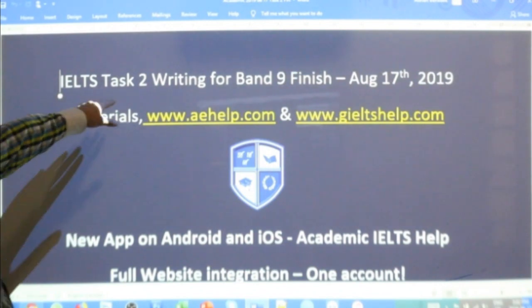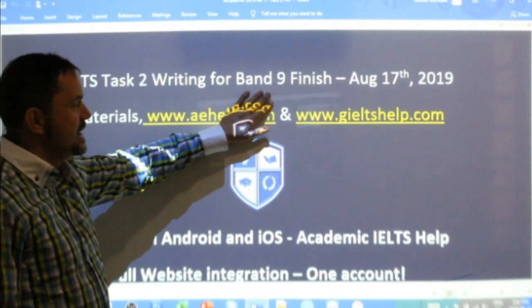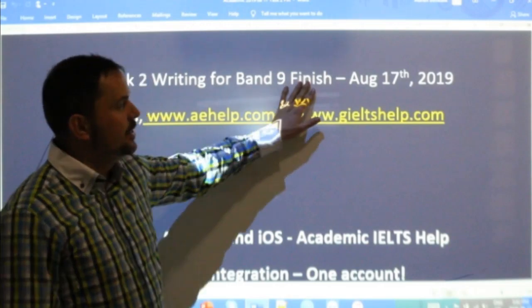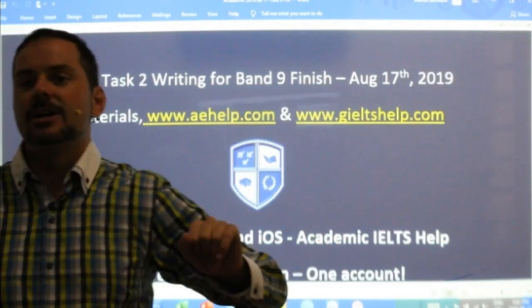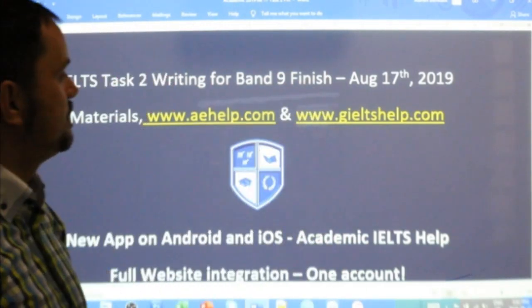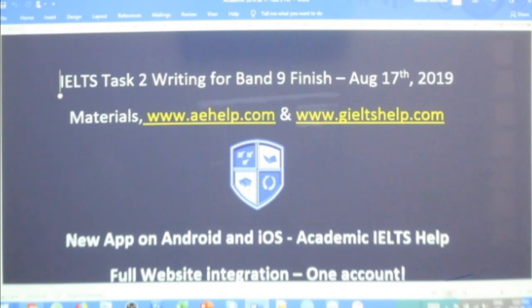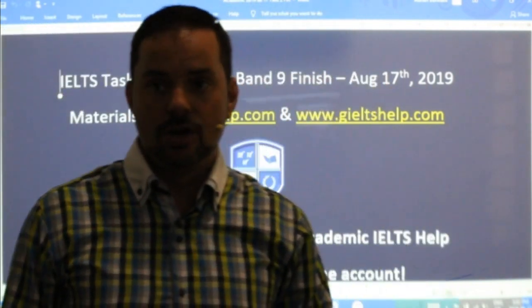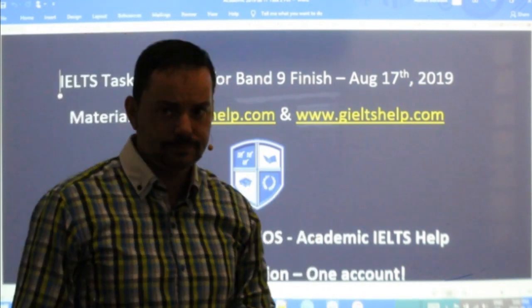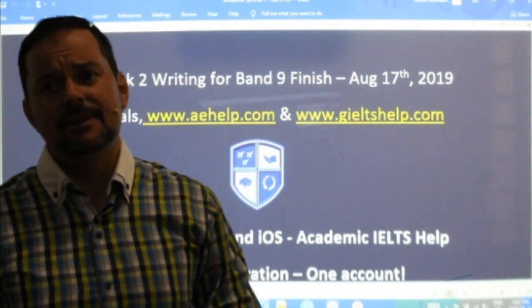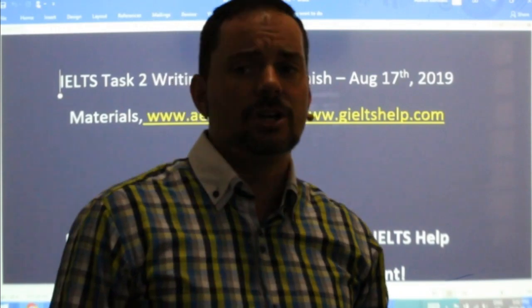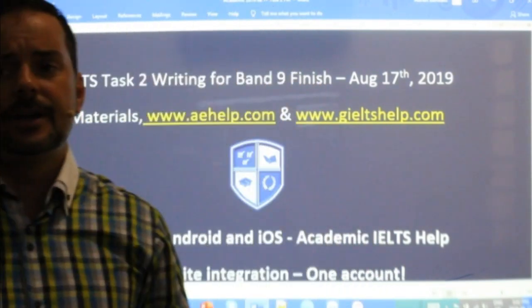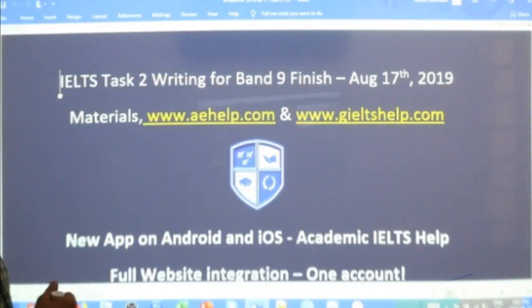IELTS Task 2 writing for a Band 9, finishing the essay we started yesterday, especially working on the body paragraphs and the conclusion.